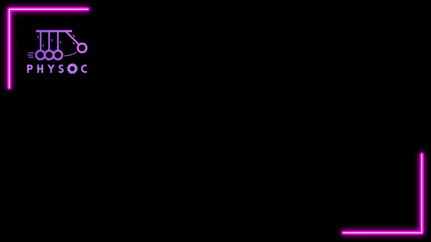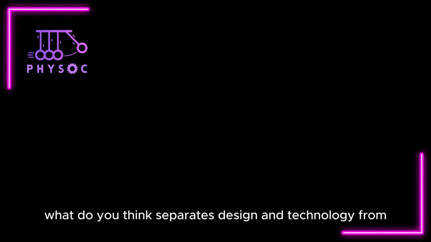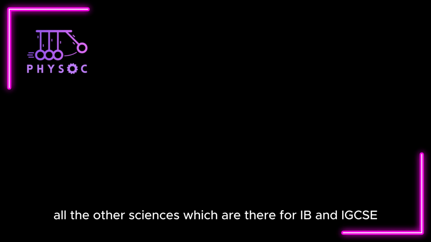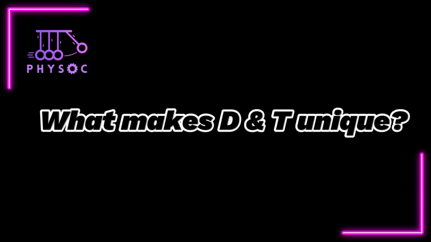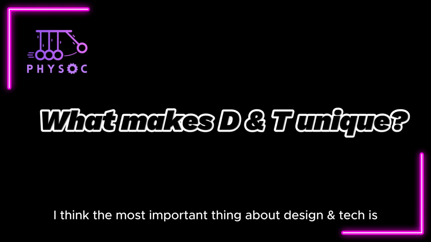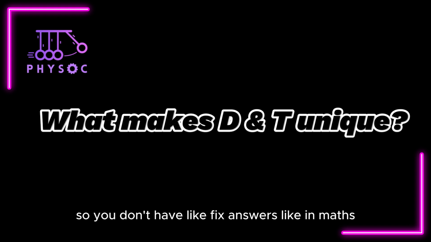Okay. So my first question was actually about the subject. What do you think separates design and technology from all the other sciences which are there for IB and IGCSE? Like, what makes it unique? I think the most important thing about design tech is it's not like a fixed science. It's a creative science. So you don't have fixed answers like in maths, physics.